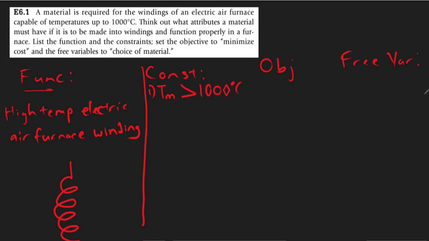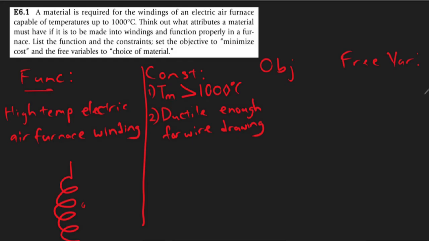That's the first constraint. For the second constraint, think about what attributes the material must have if you want to make it into windings that function properly in an electric arc furnace. Looking at this winding I've drawn, to draw this material into wires you have to use a process called wire drawing. So it must be ductile enough to be drawn into wires. So number 2, ductility, ductile enough for wire drawing.